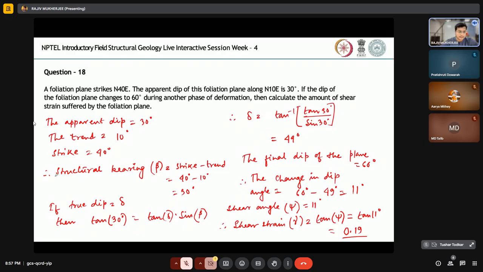This is the last discussion session. Hope you have learned a bit about some conceptual problems, numerical questions, how to tackle them, and some new formulas to calculate structural attributes and their trigonometric relations.